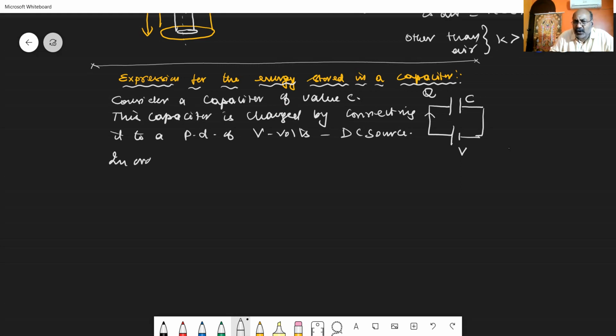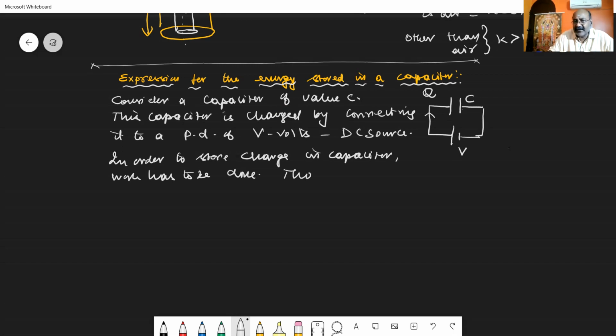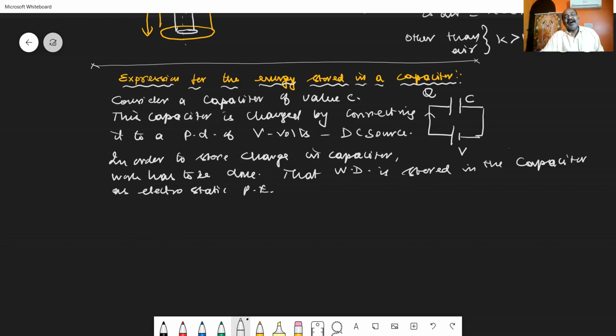In order to store charge in a capacitor, some amount of work has to be done. That work done is stored in the capacitor as electrostatic potential energy. So how to calculate that value?